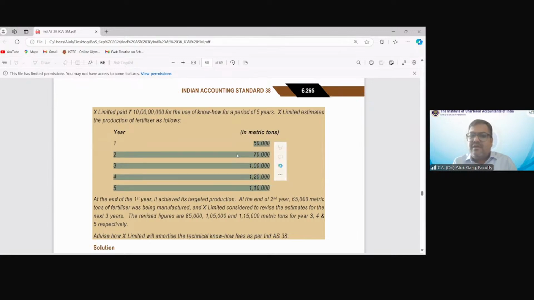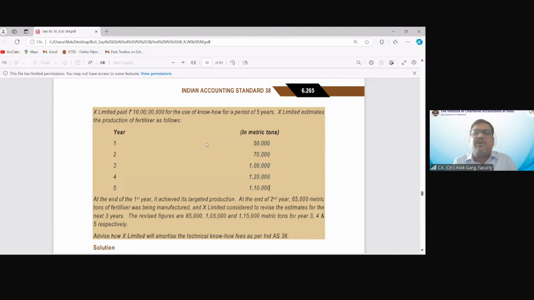Friends, by reading this question so far, which method is more appropriate if I ask you to amortize? Usage based, unit based. SLM is not appropriate. Why? The consumption benefit is not constant. WDV is also not right. Why? Because it is decreasing. It is not decreasing, it is increasing. If you see the trend, in the first, second, third and fourth year there is an increasing trend, then in the fifth year a decreasing trend. So it is more of a usage based method. So the third method is more appropriate.